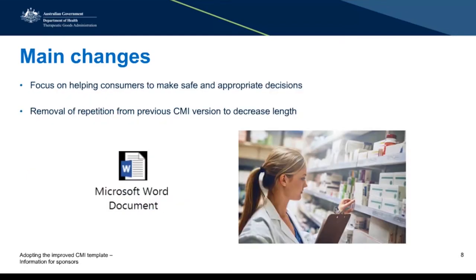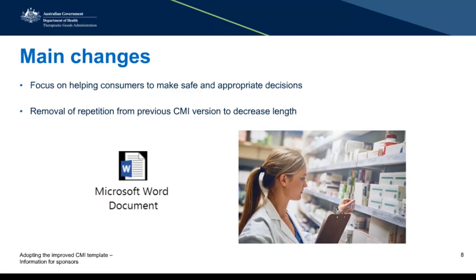When we look at the overall changes, the aim behind it is to really ensure consumers have access to safe and appropriate information and are making safe and appropriate decisions, and mainly removing that repetition and decreasing the length of the CMI. So the real focus is reducing the complexity and improving the readability for consumers. The TGA, as Michael discussed earlier, have issued a guidance document. And we really want to stress that it is a guidance document. It is not prescriptive, and there are sections within that CMI that may not be applicable to your particular product.